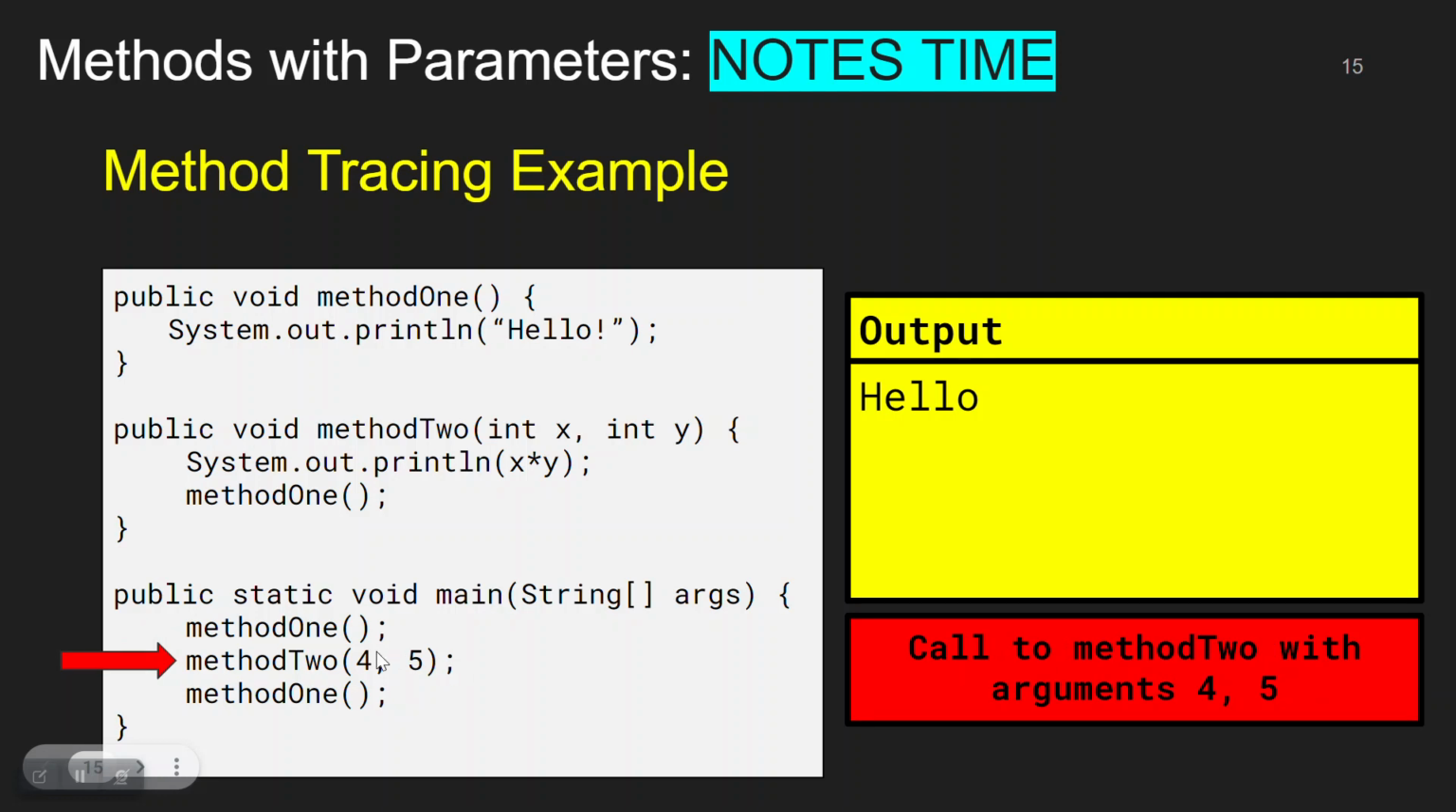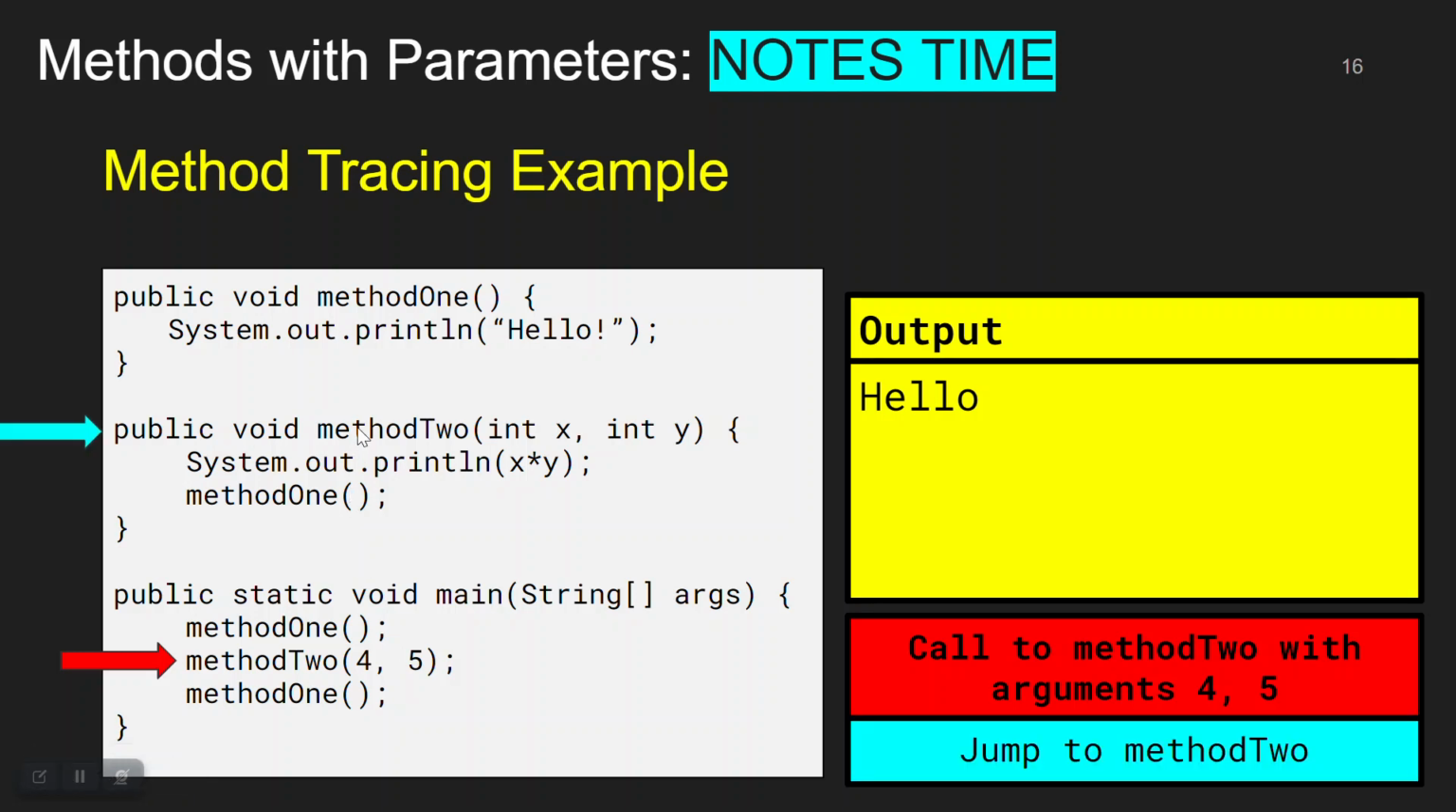And we're going to call it with the arguments 4 and 5. So once again, we need to jump up to method 2, and I'm keeping my arrow here because we have not completed method 2. And so now we are going to call method 2 with 4 and 5. So we're going to print 4 times 5. So now we're getting our product of 20.